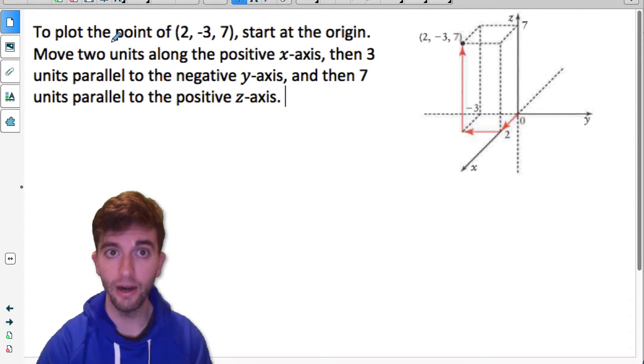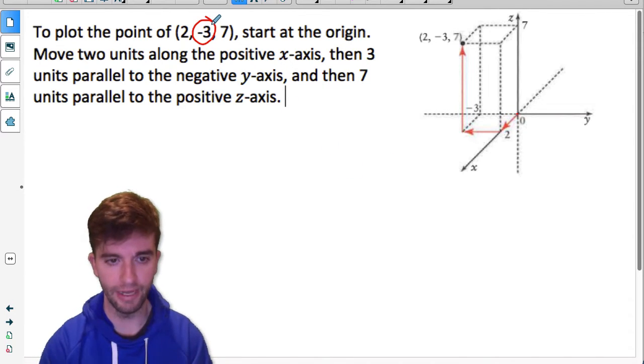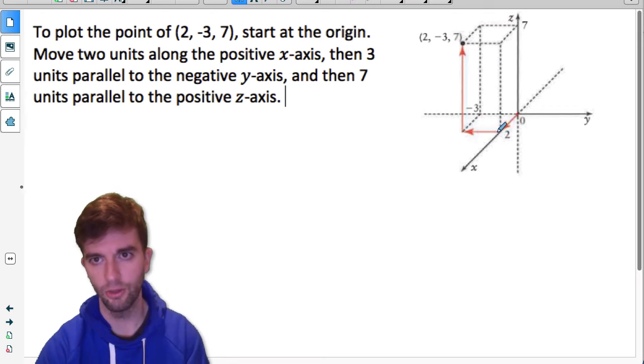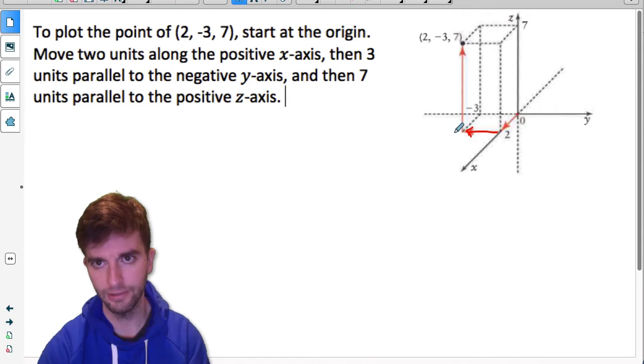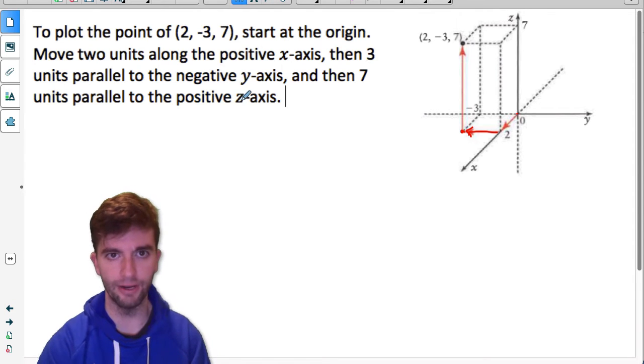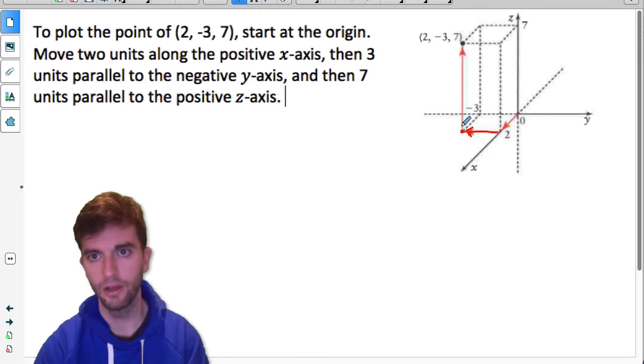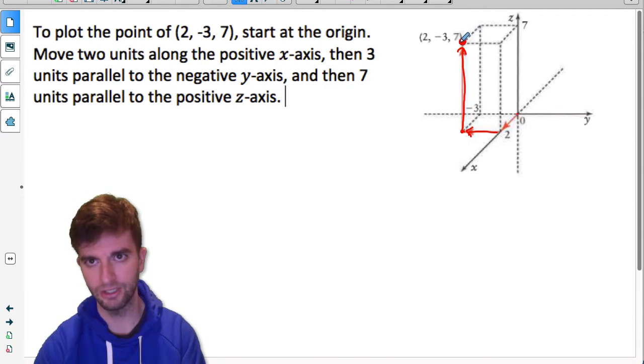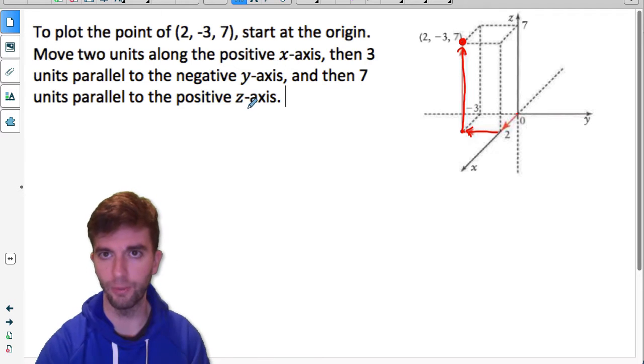And then from there, the y component of negative 3 tells us to move 3 units parallel to the negative y-axis. So that's represented by this direction. So now we're here. And then we have to move 7 units parallel to the positive z-axis because of the positive 7 z-coordinate. So that would be represented with that direction right there. And that brings us to our final place, the point itself.